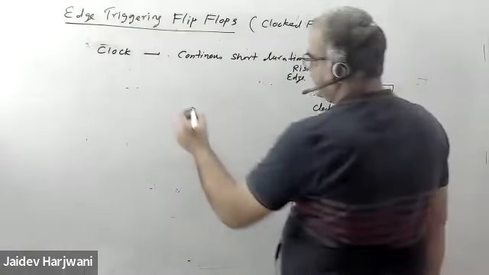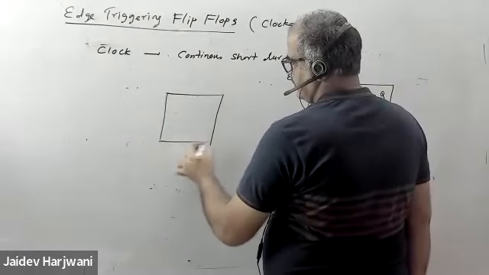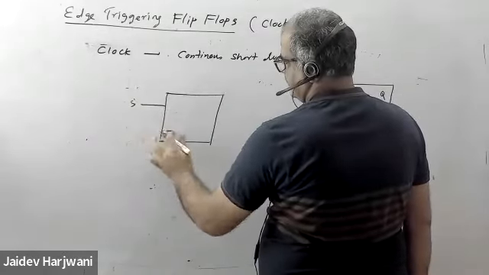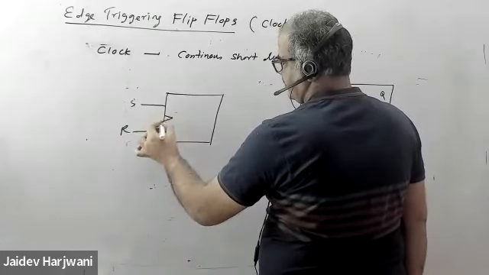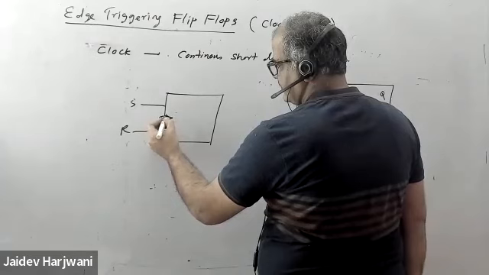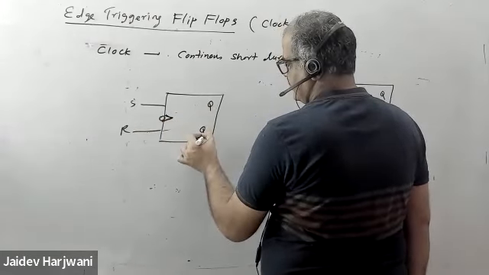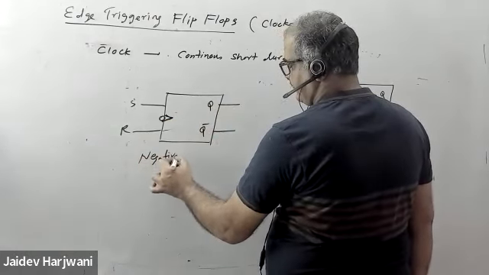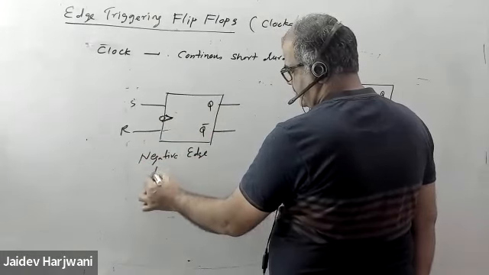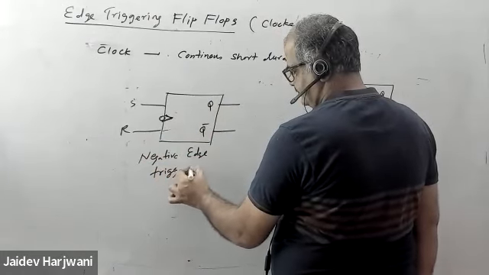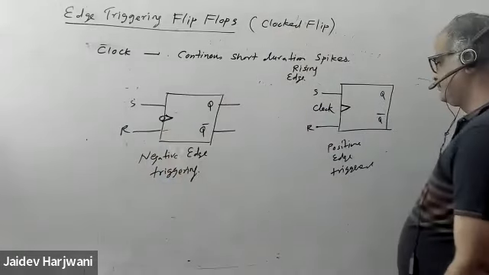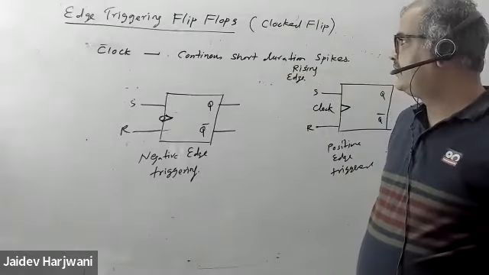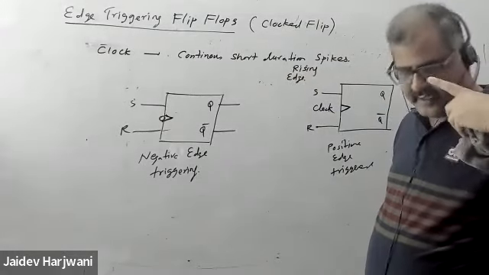Okay. Now similarly, if you have S, R, and you have one bubble there, and Q bar. In that case, it is your negative edge triggering. Okay. Now we'll make the SR flip flop, D flip flop, and JK flip flop.